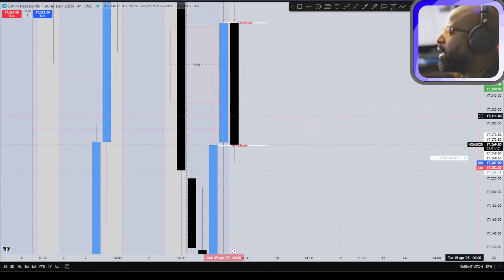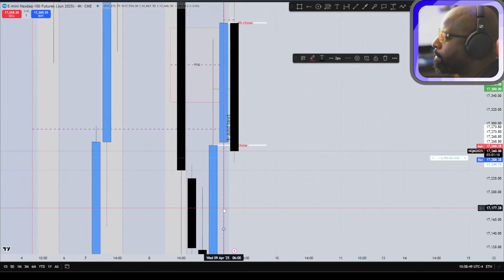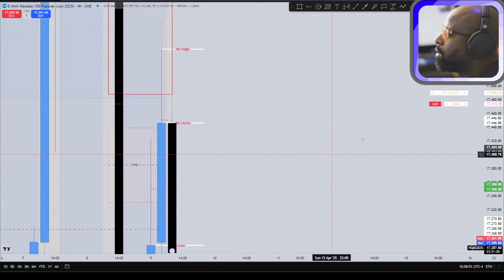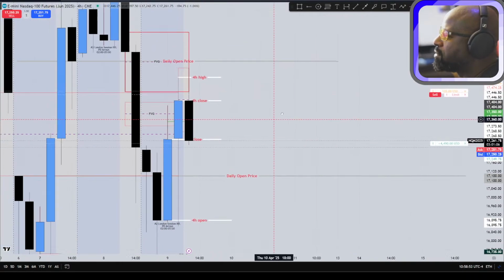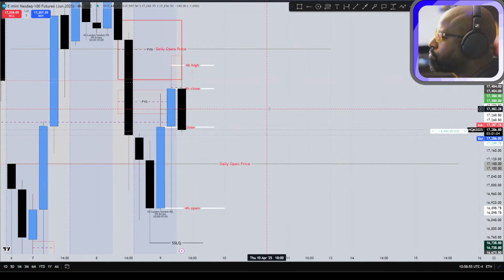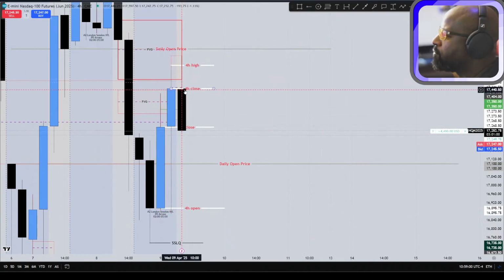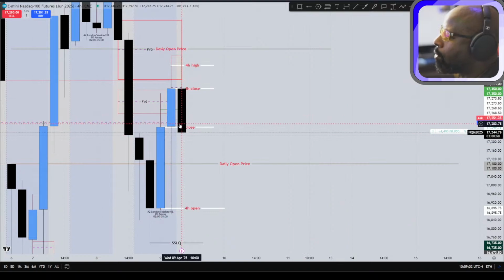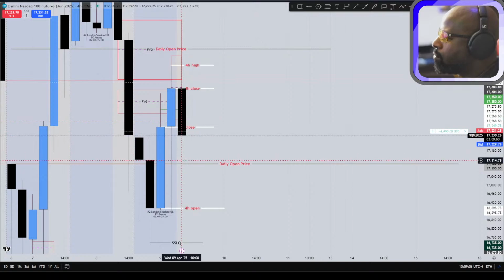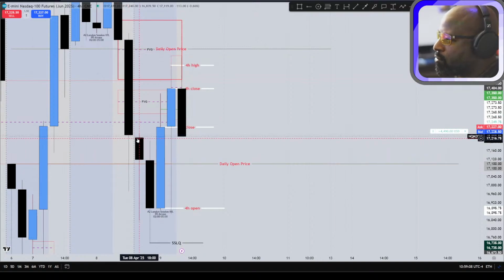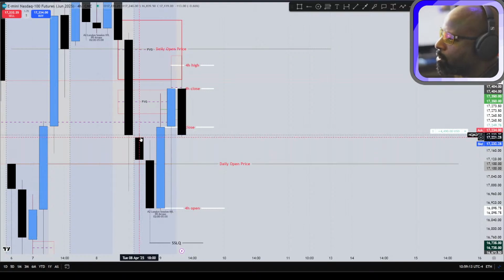Now, what do we have to deal with here? And what do I mean by that? I mean, now that we have established this, we are looking for the close of this 4-hour candle. But this one just opened, right? So are we gonna continue all the way down to here? So this could reject. We've already come into the opening price of this 4-hour candle.